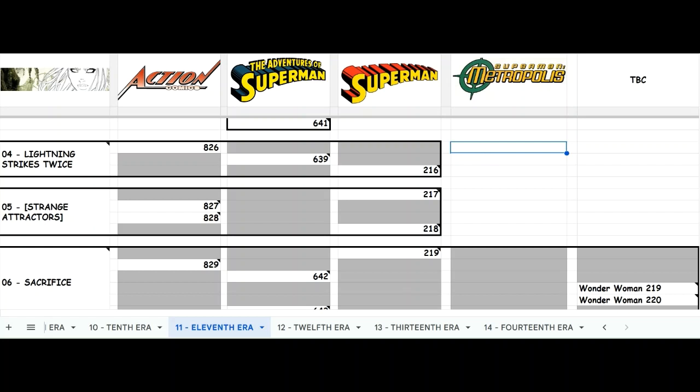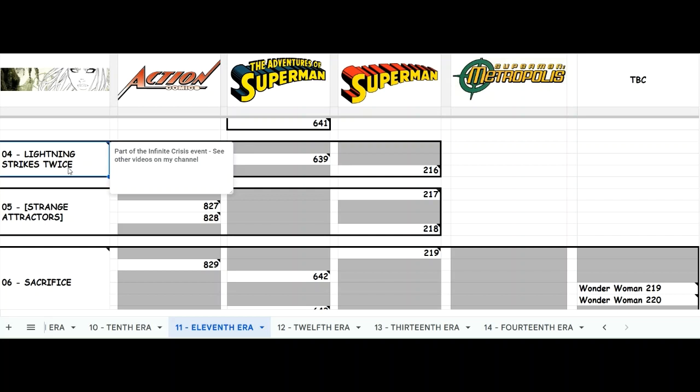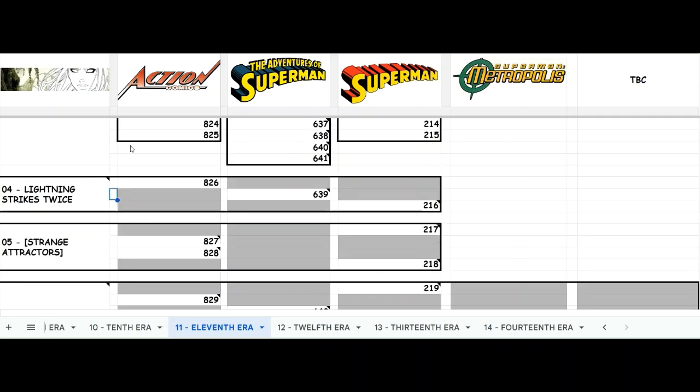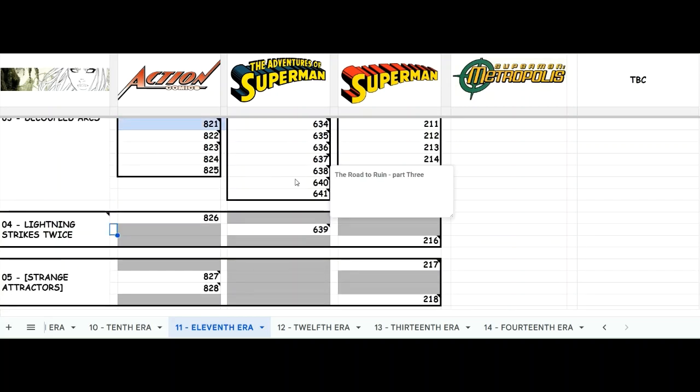And for this, the 11th era, what we need to talk about is this, which is Story Arc 4, Lightning Strikes Twice. This is involving just 3 issues, Action Comics 826, Adventures of Superman 639, which, as we'll note, we skipped earlier up here. But also keep in mind, this issue 639 does reference the events of Ruined, which isn't helpful in the slightest. That's then followed by Superman 216, which ends saying to be continued in Day of Vengeance.